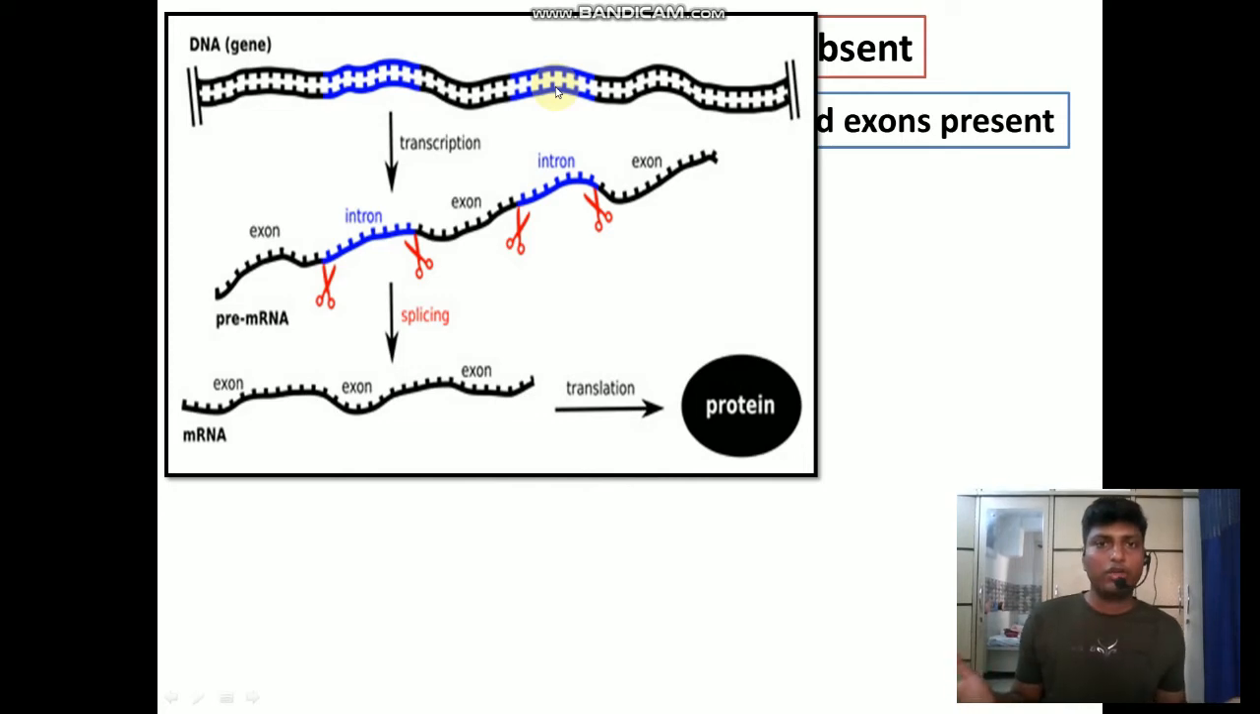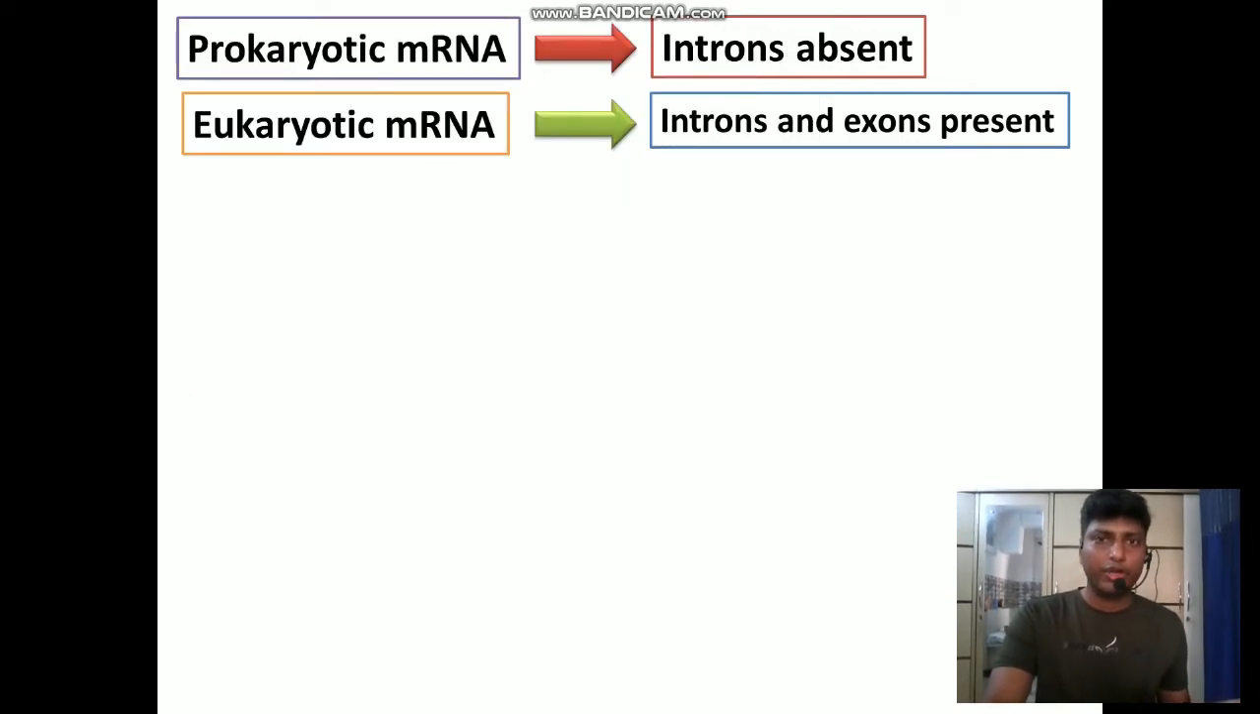So they are actually of no use. Once the mRNA is getting formed, these introns are going to get removed finally, and finally what we get is a mature form of mRNA. But that process is called processing of mRNA, and that we will be studying in some other video. So now, dear students, what we need to know is that introns are absent in prokaryotic mRNA, whereas they are present in the eukaryotic mRNA.